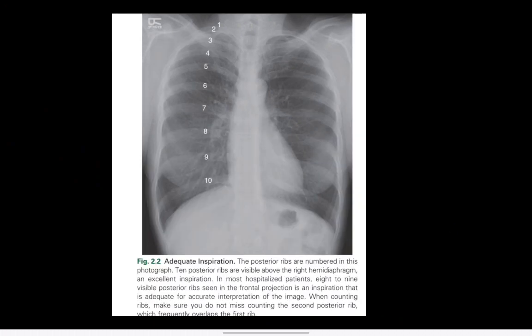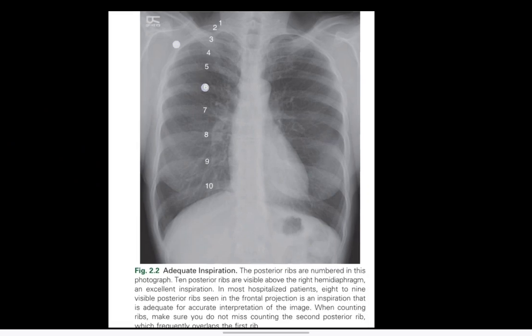Adequate inspiration, the posterior ribs are numbered in this photograph. 10 posterior ribs are visible above the right hemidiaphragm, an excellent inspiration. In most hospitalized patients, 8 to 9 visible posterior ribs seen in the frontal projection is an adequate inspiration for accurate interpretation of the image. When counting ribs, make sure you do not miss counting the second posterior rib, which frequently overlaps the first rib.